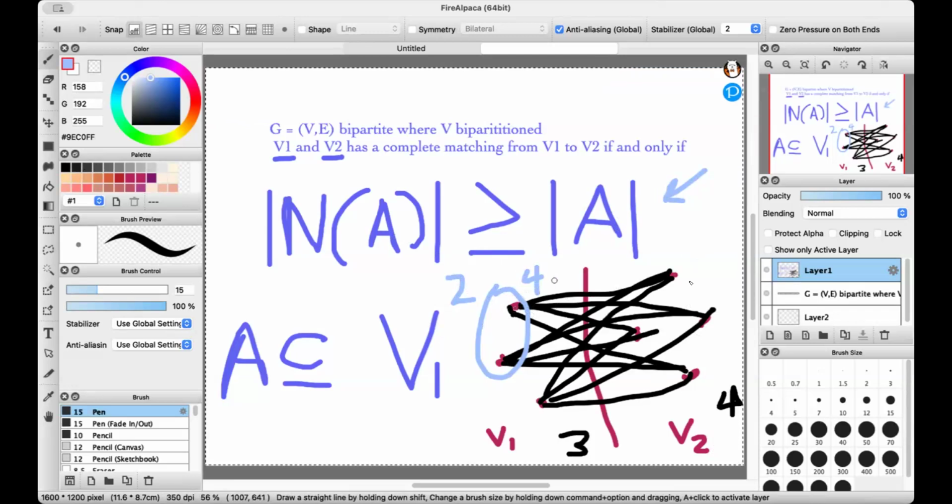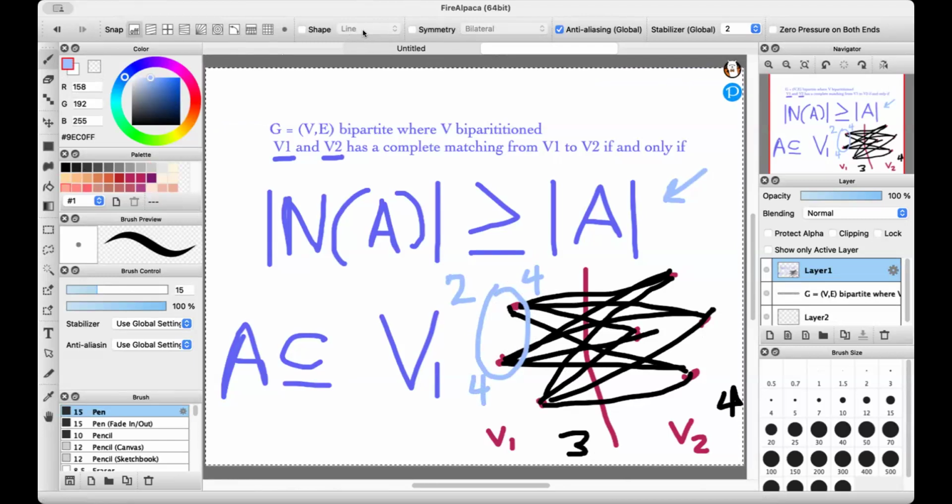So this one is basically adjacent to 4 vertices in V2 because it has to be a complete matching. And this one contributes adjacency of 4 as well. So that means you're guaranteed that the size of the neighborhood of this subset has to be greater than or equal to the size of the subset itself. And it holds true here because you have 8 and 2. Does that make sense?